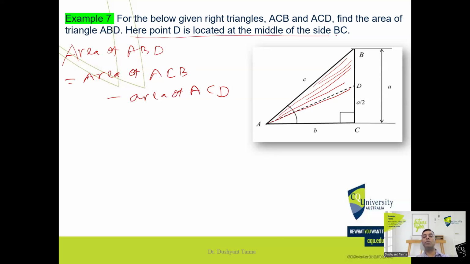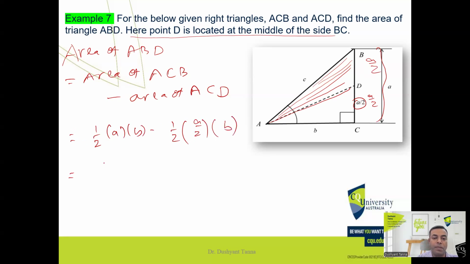Now, this statement is important. It says D is a midpoint, and therefore this whole A is divided into A over 2, A over 2. This is already given here, but there is a reason why it's there. Even if this is not there, you can't proceed. So this is half times A times B. This is half times A over 2 times B. So half AB minus 1/4 AB, and therefore it is 1/4 AB.